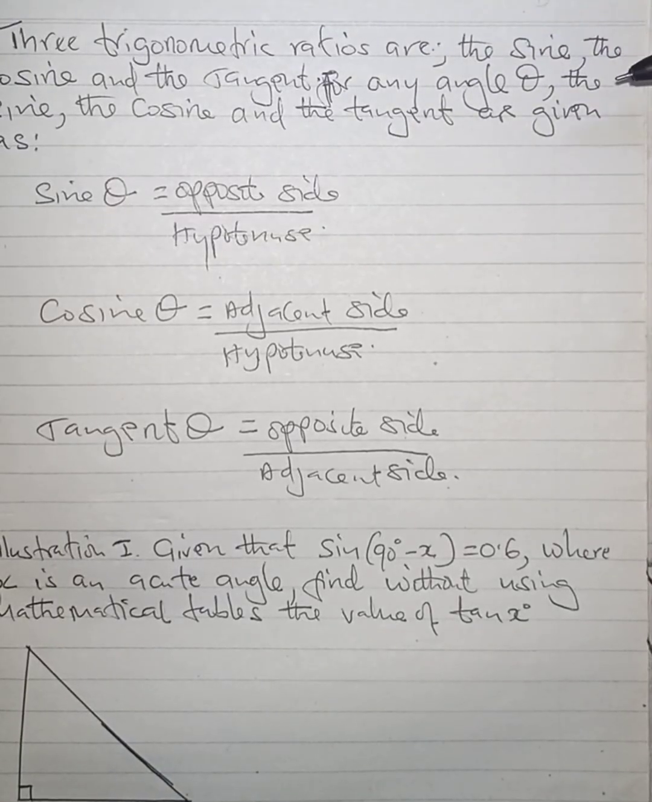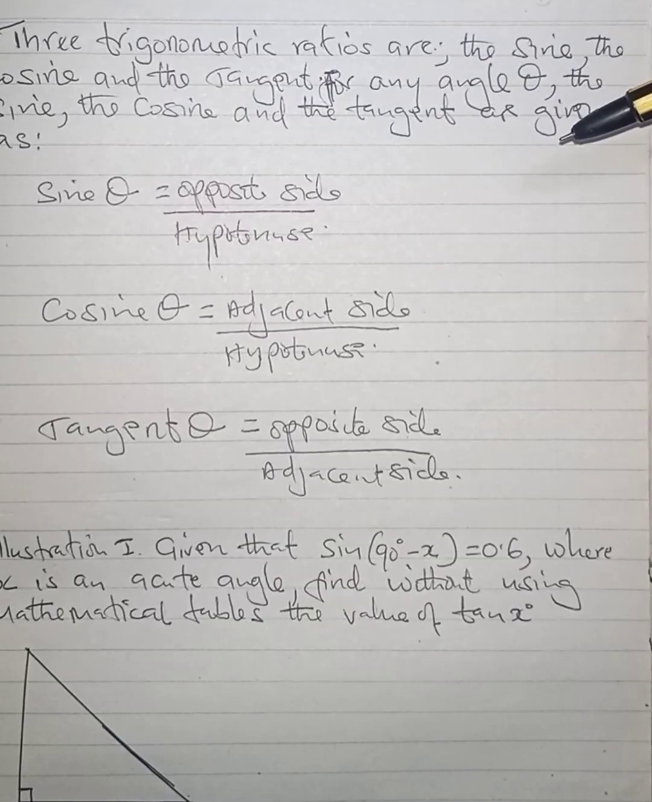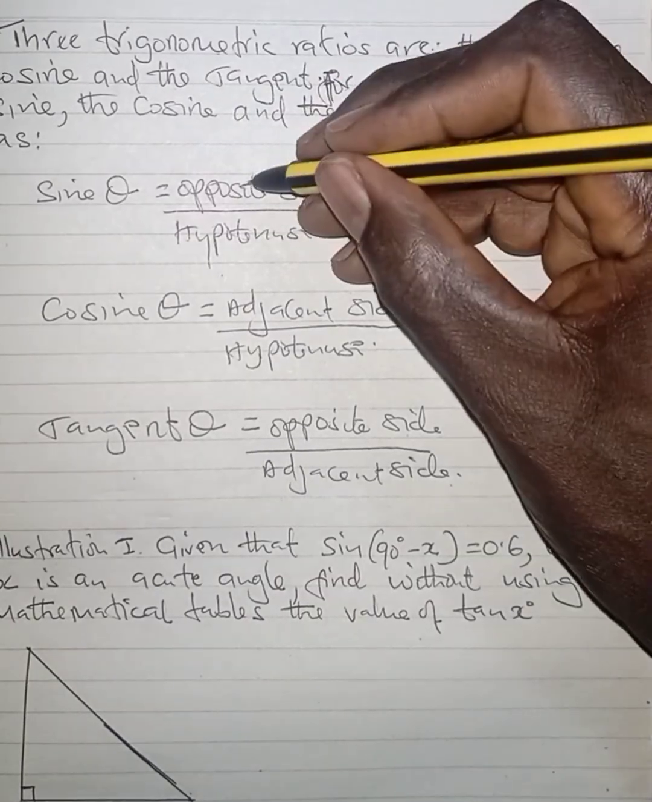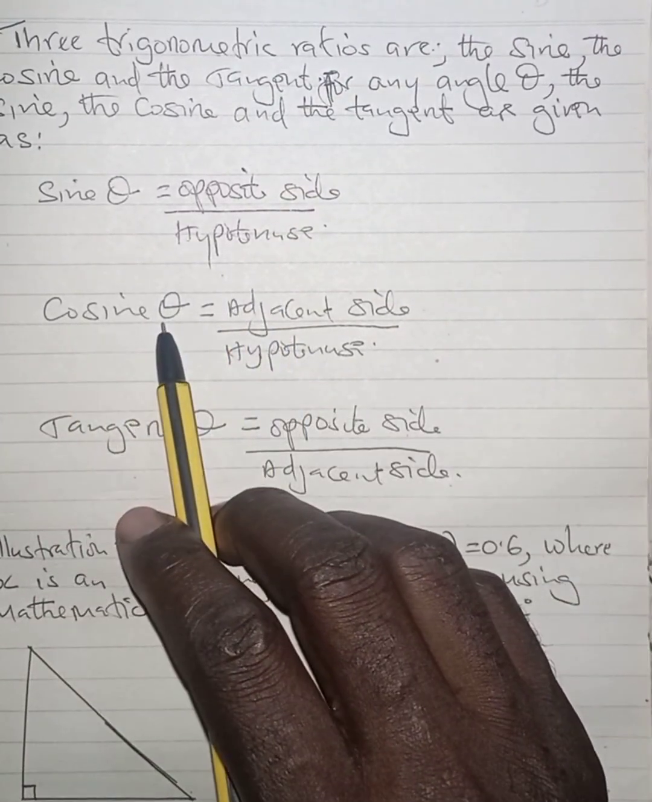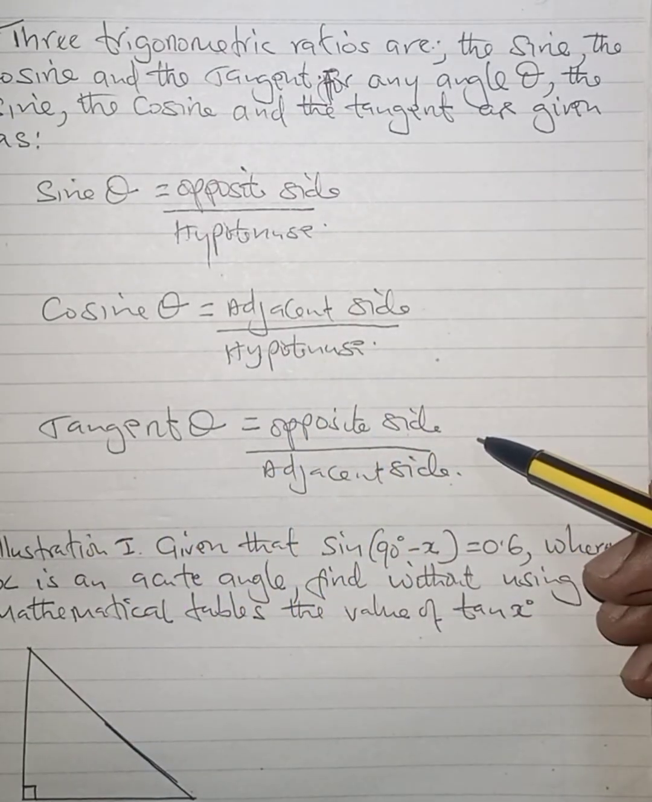Three trigonometric ratios are the sine, the cosine, and the tangent. For any angle theta, they are given as: sine theta is equal to opposite side over hypotenuse. Cosine theta is equal to adjacent side over hypotenuse. Tangent theta is equal to the opposite side over adjacent side.